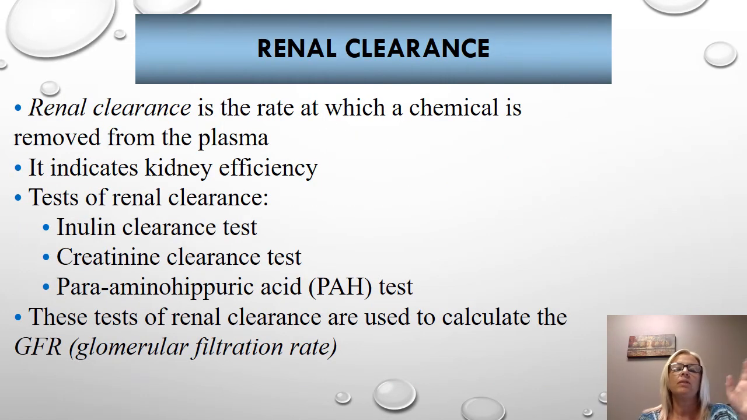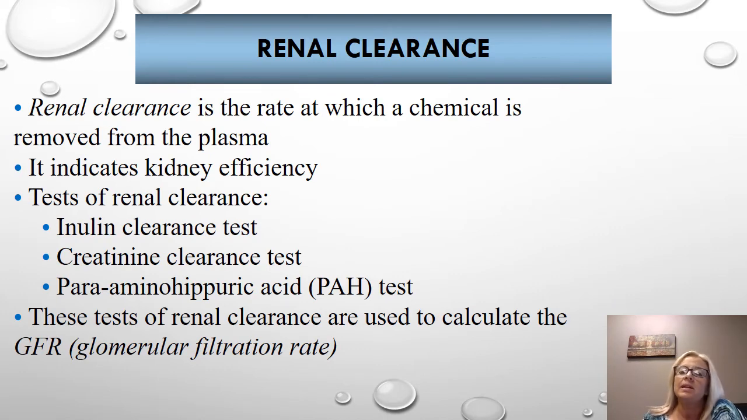All right, so renal clearance is the rate at which a chemical is removed from the plasma. It indicates kidney efficiency. We have a few different types of tests. We've got inulin clearance, creatinine clearance, and then para-aminohippuric acid, or PAH test. And these help us to calculate our glomerular filtration rate.